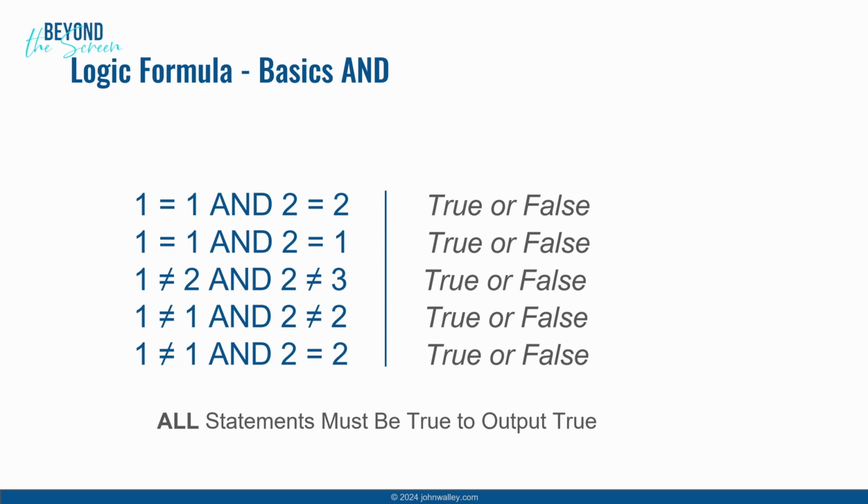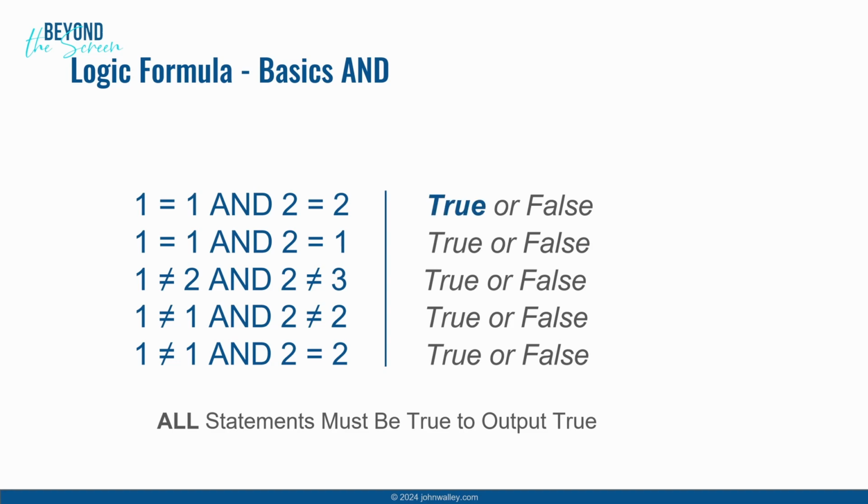It doesn't matter if 2 are right and 1 is wrong. They all have to be correct in order for a true outcome. And so if we look at our first example here and we say 1 equals 1 and 2 equals 2, is this a true or false condition? If we look at the first part of that, we know that 1 does equal 1, so that's true. And we know the second part, 2 equals 2, is true. So both true and true would equal true in this scenario.